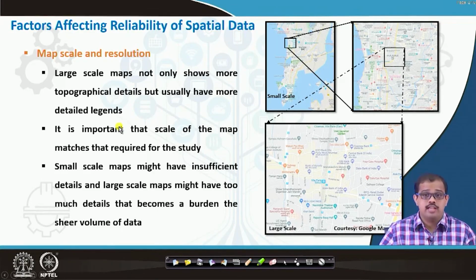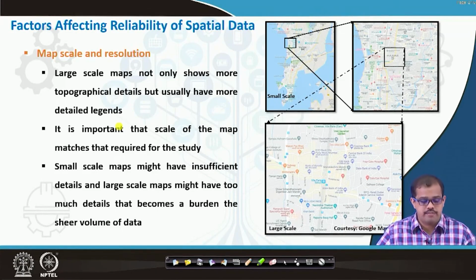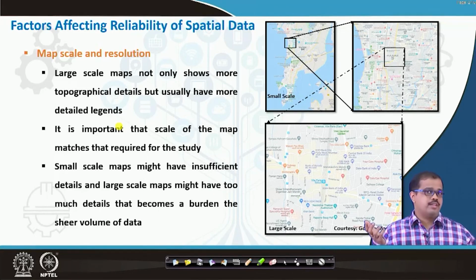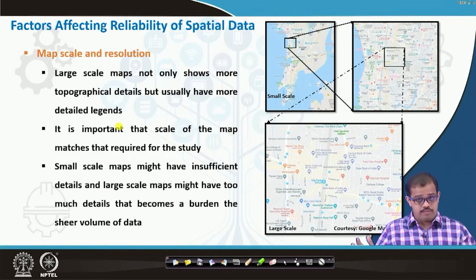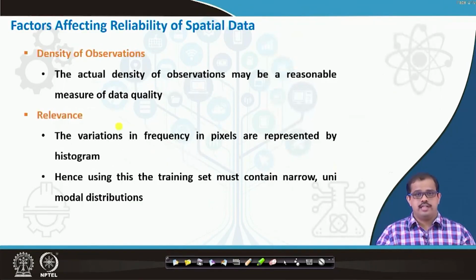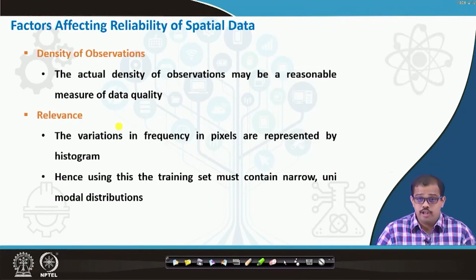So small scale maps, as I said, most probably have insufficient details. Now the user has to decide: a small scale map has very few details, whereas a large scale map has a sheer volume of details. So the computing capability that is necessary is very little for one and much more for the other. All of these factors have to be considered before you look at the reliability of your spatial data.